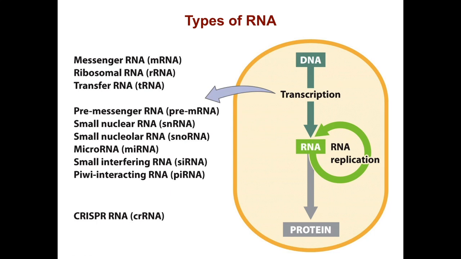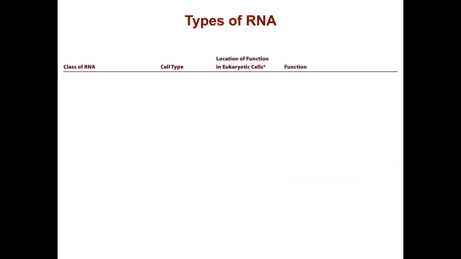microRNAs, which are important in gene regulation, small interfering RNAs, which are also important in gene regulation, piwi-interacting RNAs, which are important in regulating the expression of transposons, and CRISPR RNAs are part of the bacterial response to foreign DNA. So let me go over these in a little more detail.